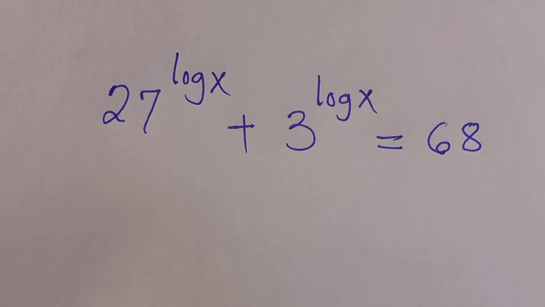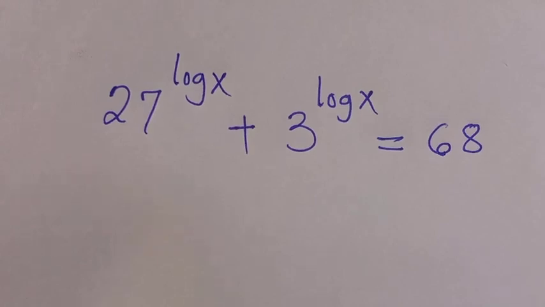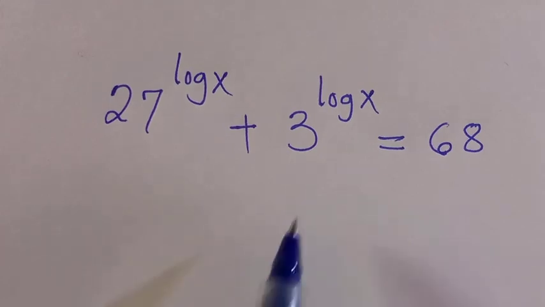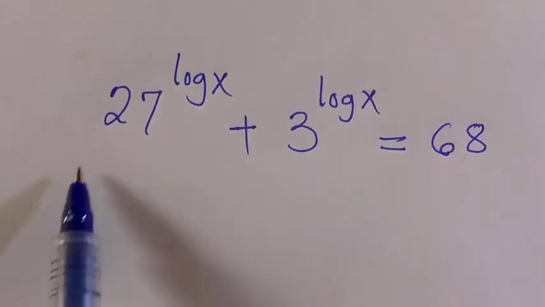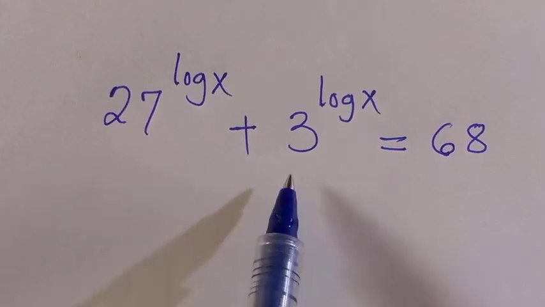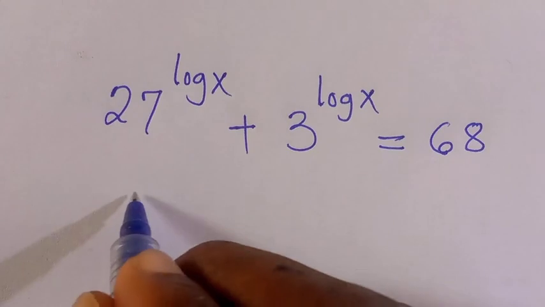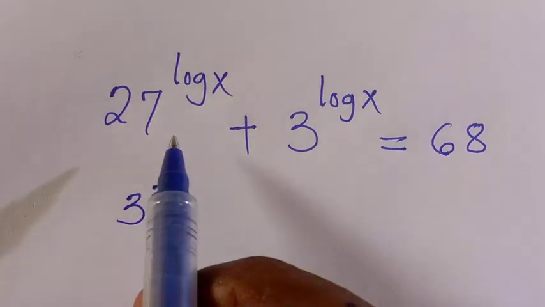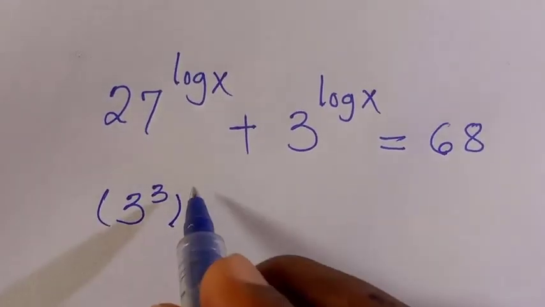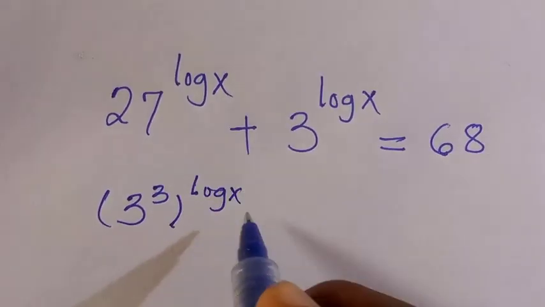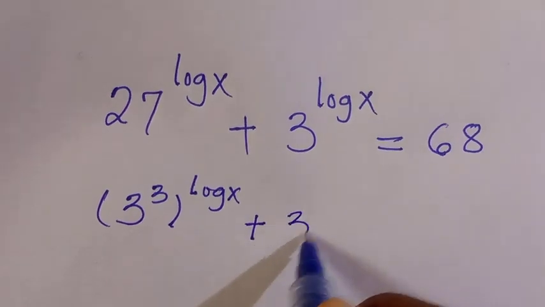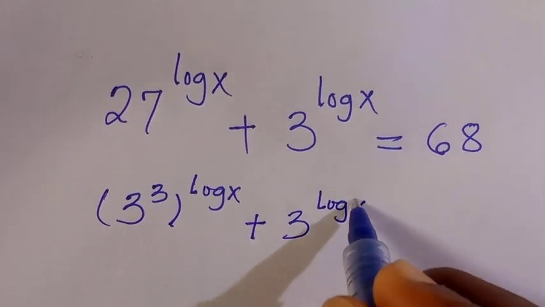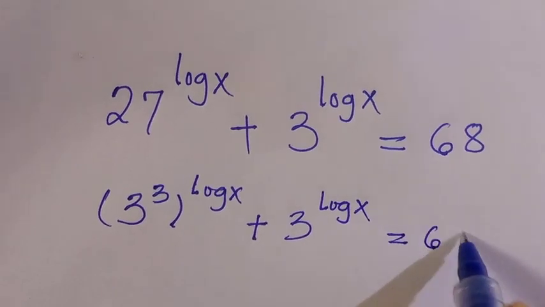And you are welcome. How to solve these logarithm equations, exponent simplifications, given this. So here, 3 being the smallest base, we can express this 27 as the base of 3. So let's do that. We have this as 3 to the power of 3, and here, which is log of x, we close bracket and we write log x plus 3 to the power of log x equals 68.